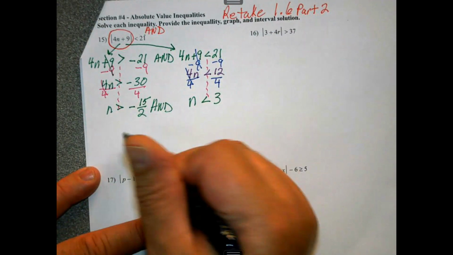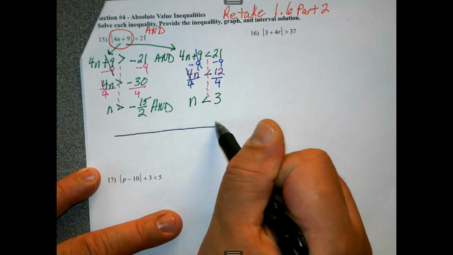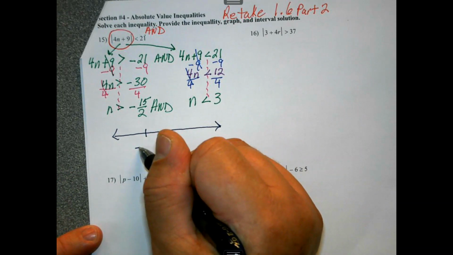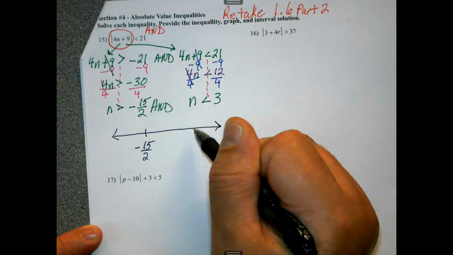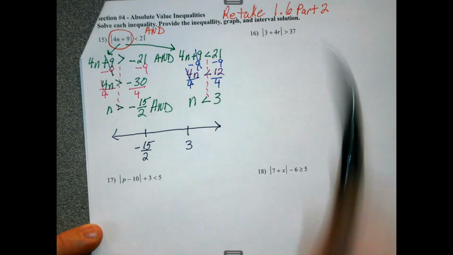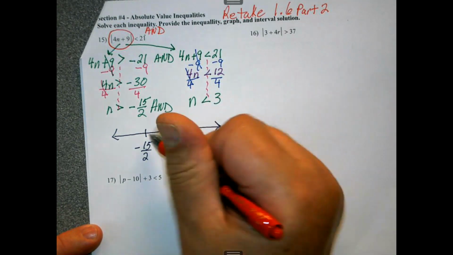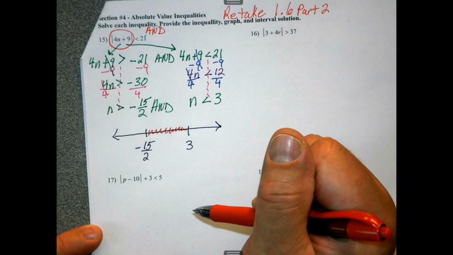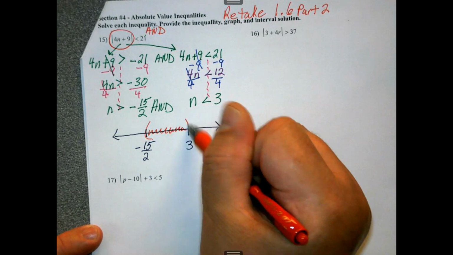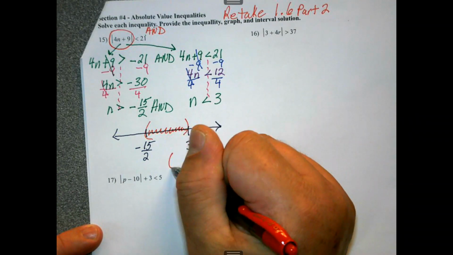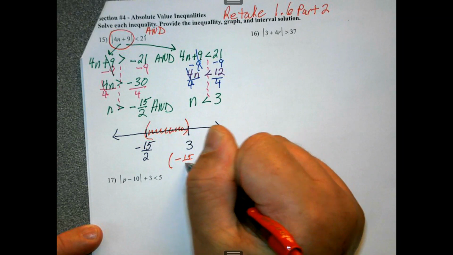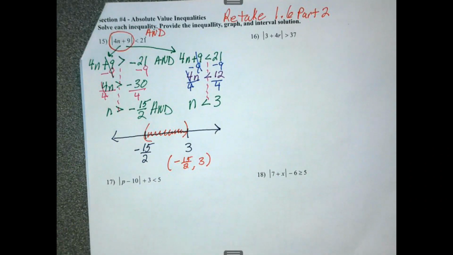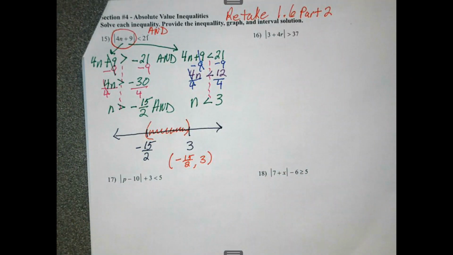Graph it. Small one is negative 15 halves. Larger one is 3. It's an and statement. Therefore, I know it's going to be in between. No equal signs, so we have parentheses. Interval: negative 15 halves, 3, parentheses. Piece of cake.